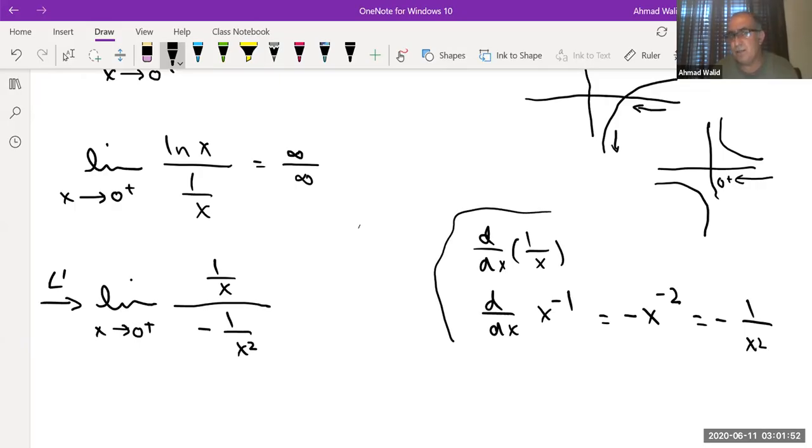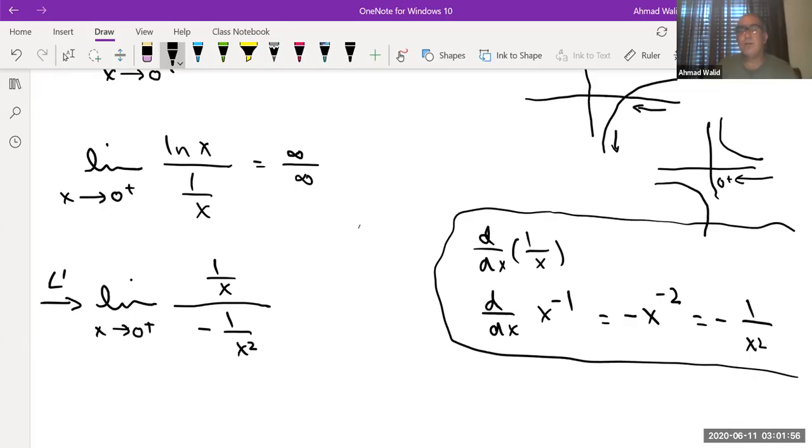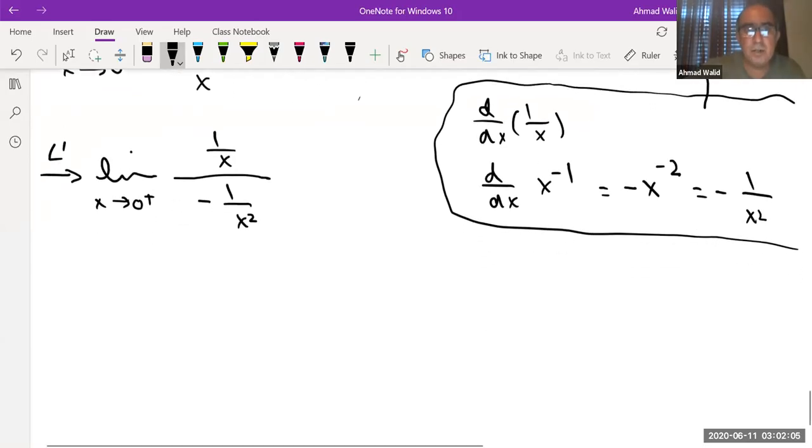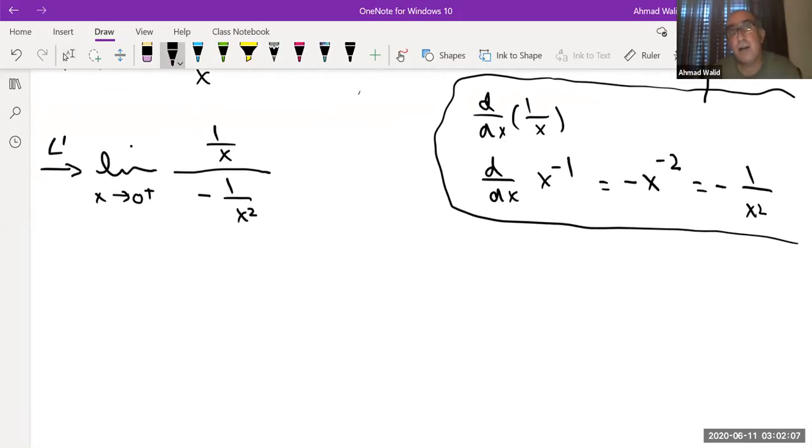I told you at the beginning of the semester to practice your calculus 1, at least the rules of derivatives. You should know them very well because we don't have much time, especially in this short-term course, to explain a lot of stuff from calculus 1, right?